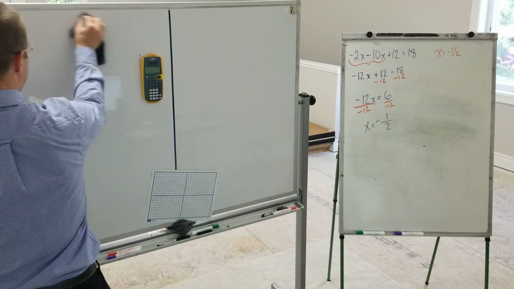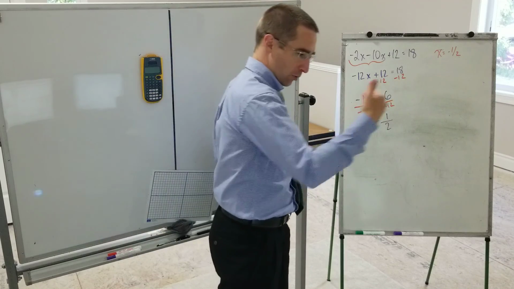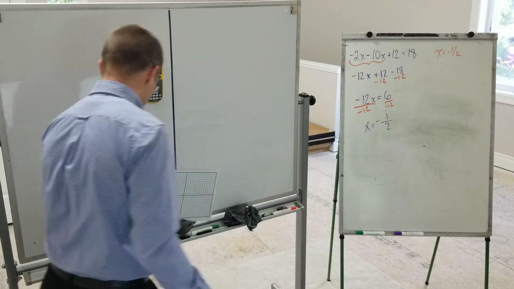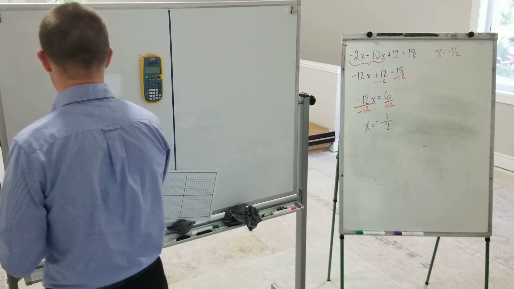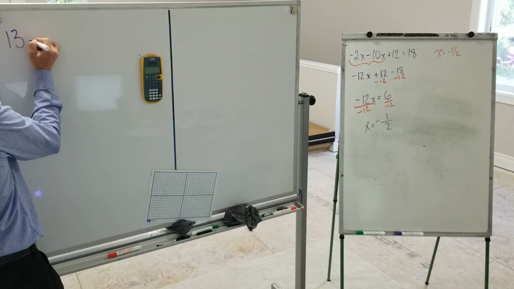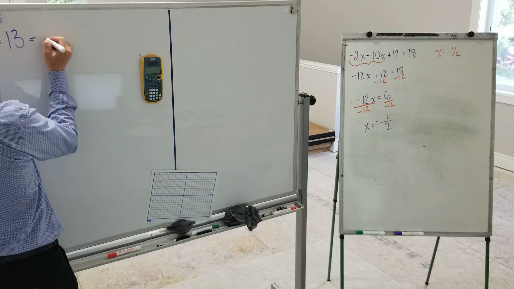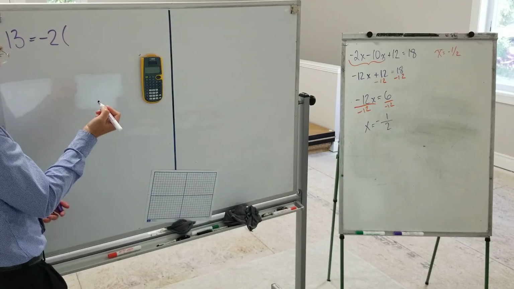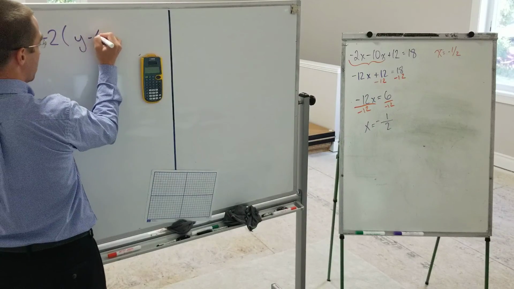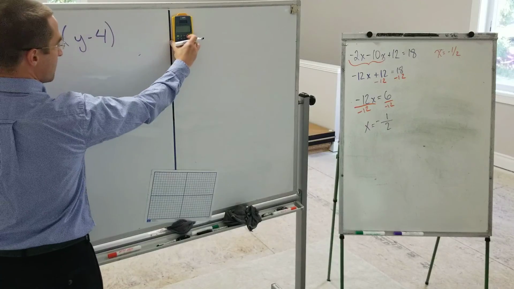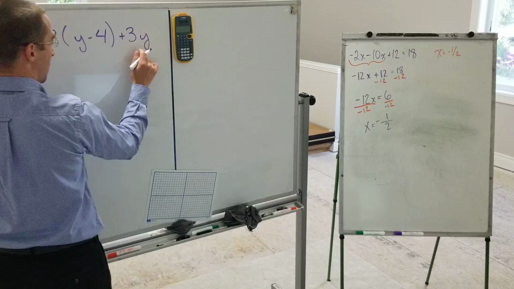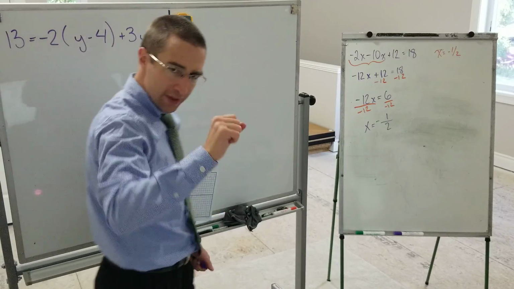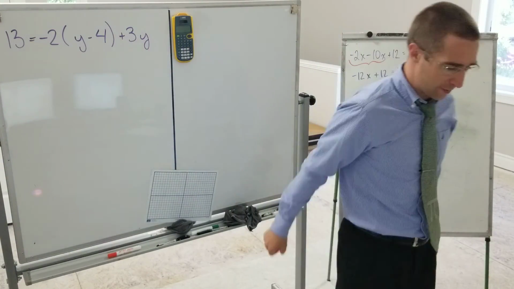All right, so the next step in these, the next progression of these problems is an example like this. So take notes on this example. I'm going to say 13 equals negative 2 times the quantity y minus 4 plus 3y. All right. So write that down in your notes on your piece of paper.